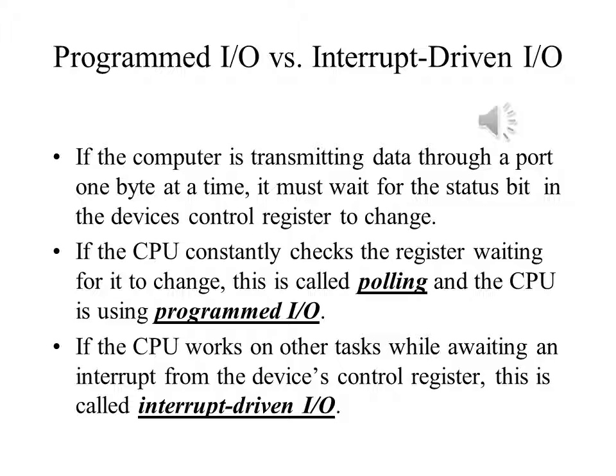Imagine that your computer is transmitting data to the printer through its parallel port. This kind of operation typically happens 1 byte at a time. After the byte starts transmitting, the CPU will continue to check the status bit to see when the operation is completed. The continual checking of the status bit is called polling. This is an example of programmed I/O. If the CPU were to simply wait for the device to signal an interrupt, it would be an example of interrupt-driven input-output.